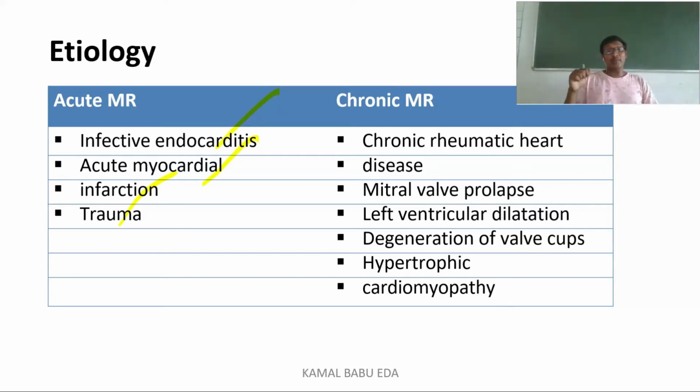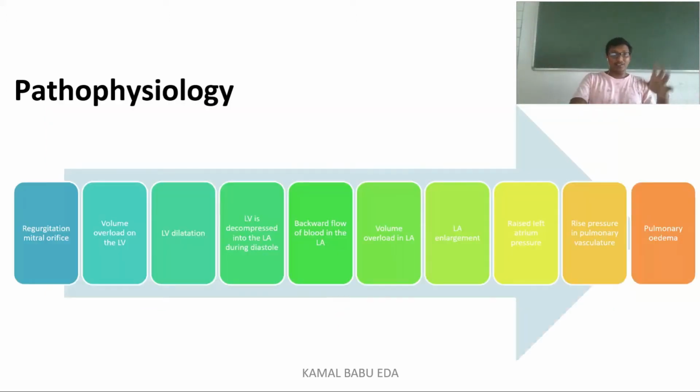Coming to chronic mitral regurgitation, the persons who are having chronic rheumatic heart disease, mitral valve prolapse, left ventricle dilation, degeneration of valvular cusps, and hypertrophic cardiomyopathy. So these are some of the conditions which are leading to mitral valve regurgitation.